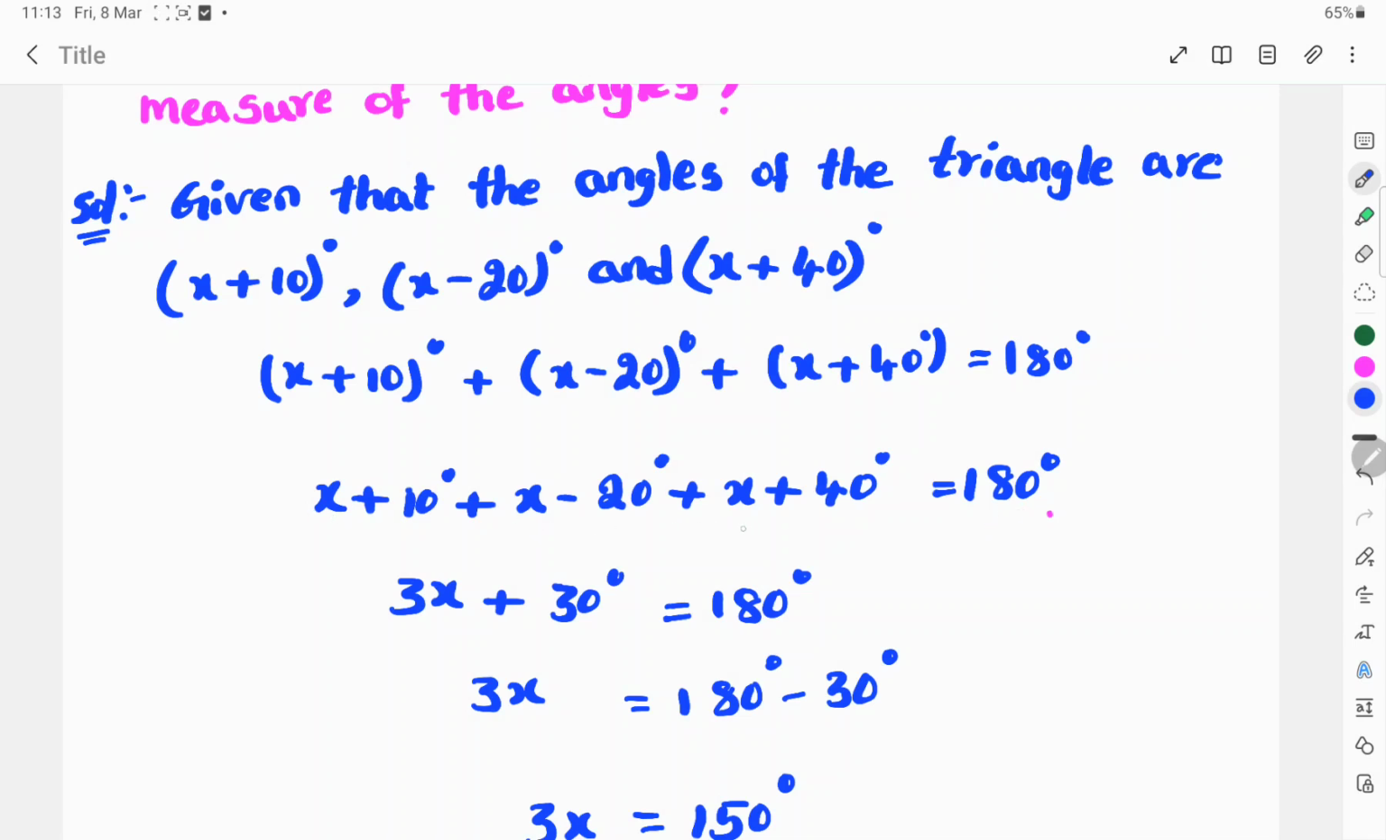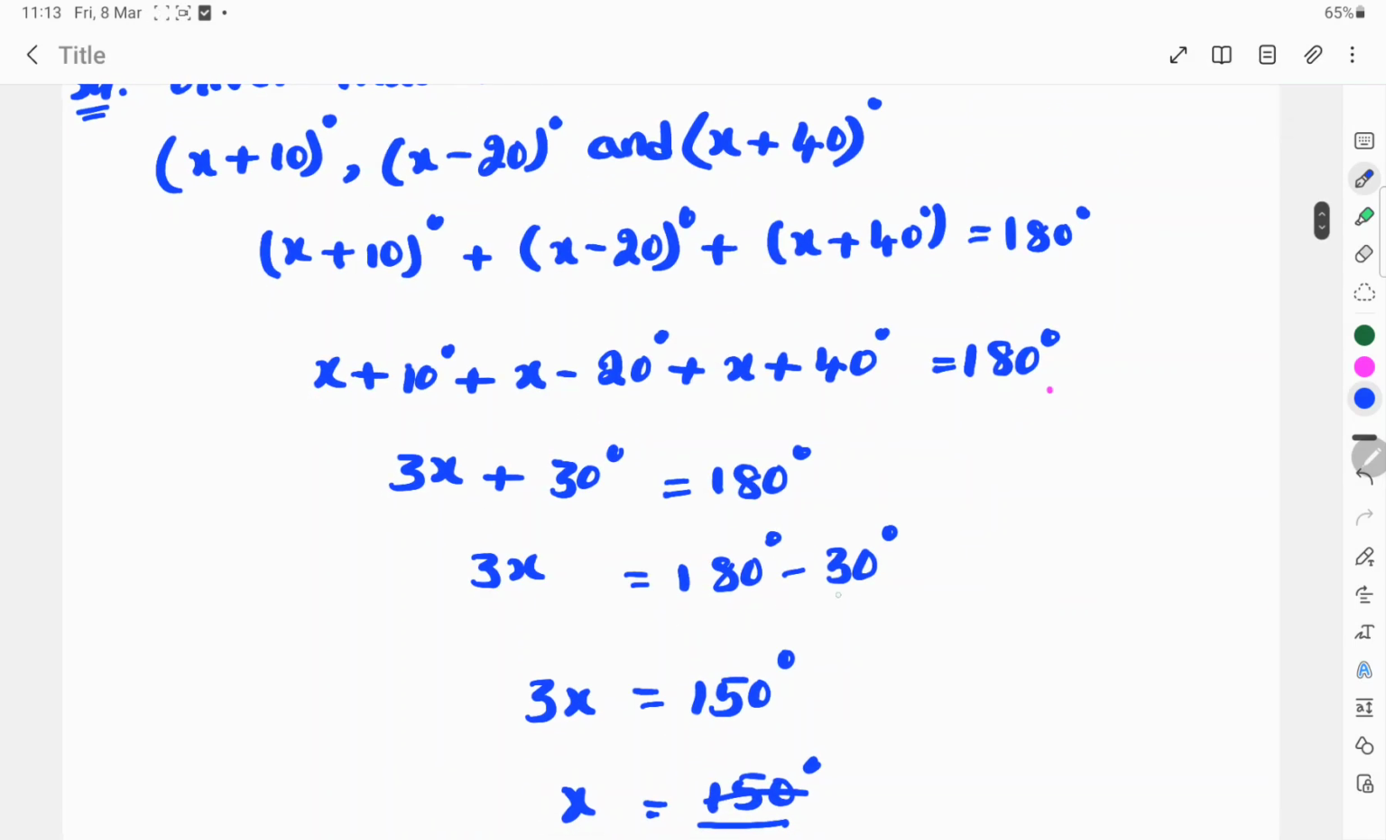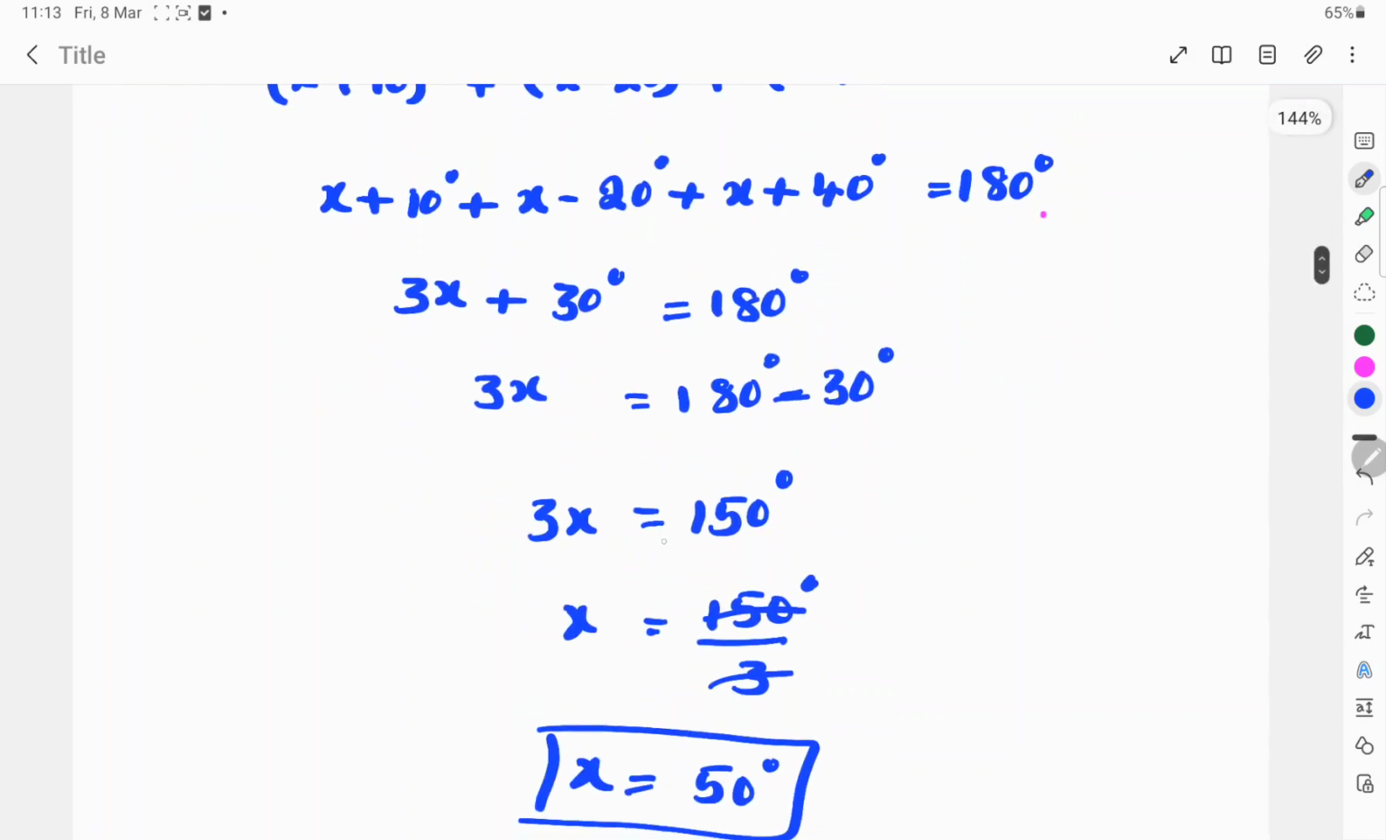x plus x plus x is 3x, plus 10 minus 20 is minus 10, plus 40 is plus 30 degrees, is equal to 180 degrees. So, 3x is equal to 180 degrees minus 30 degrees, because here plus 30 is changed to the right hand side, then the sign is negative. So, 3x is equal to 180 minus 30, which is 150 degrees.